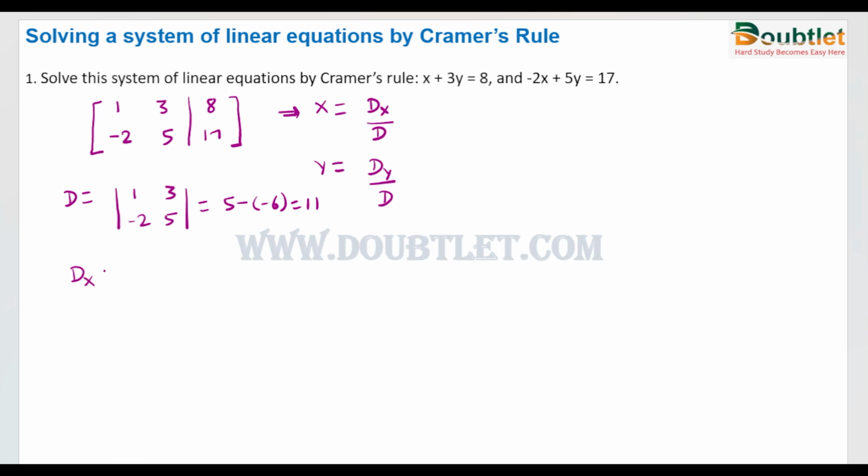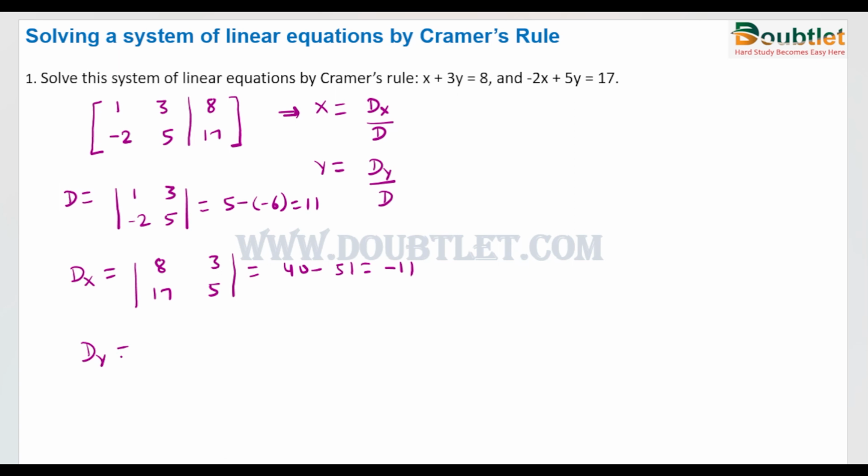To find the value of dx, dx means we have to just interchange the coefficient of x in both equations with the constant terms. And we have to find the determinant. So we will just replace 1, minus 2 by 8 and 17, and we will write 3 and 5 as it is, and we will find the determinant. So this will become 40 minus 51, this will become minus 11.